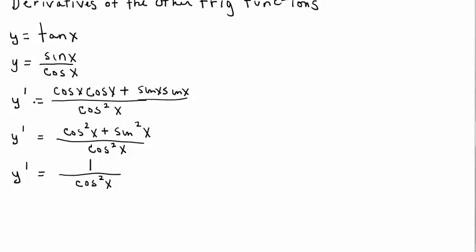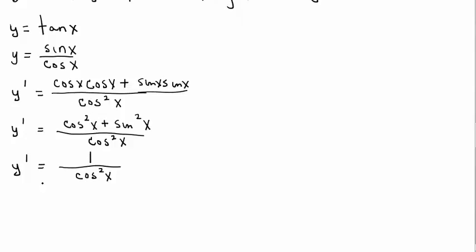1 over cosine is secant. So if I have 1 over cosine is secant and I have 1 over cosine again, that's another secant, this is really going to change to secant squared x. That's a reciprocal property from pre-cal. So done. The derivative of tangent is secant squared.